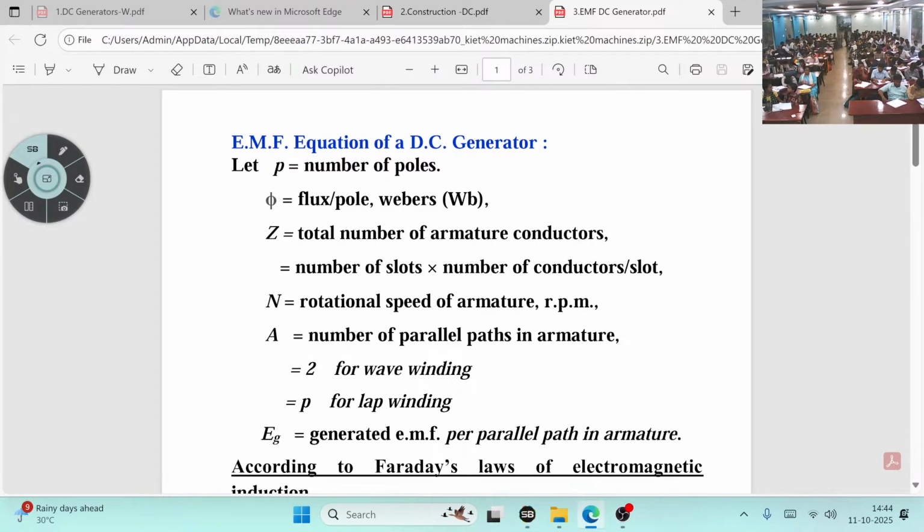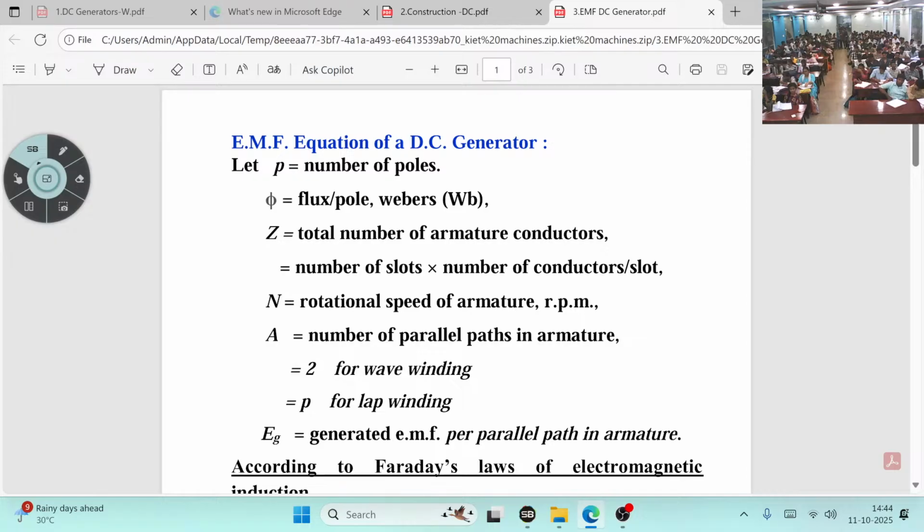So you will get a problem on this. You have to write down this: the EMF equation of the generator. With respect to the principle, in a DC generator an EMF is induced whenever we rotate the conductor. Whenever this rotor conductor rotates in the magnetic field, an EMF is induced in the rotor conductors.